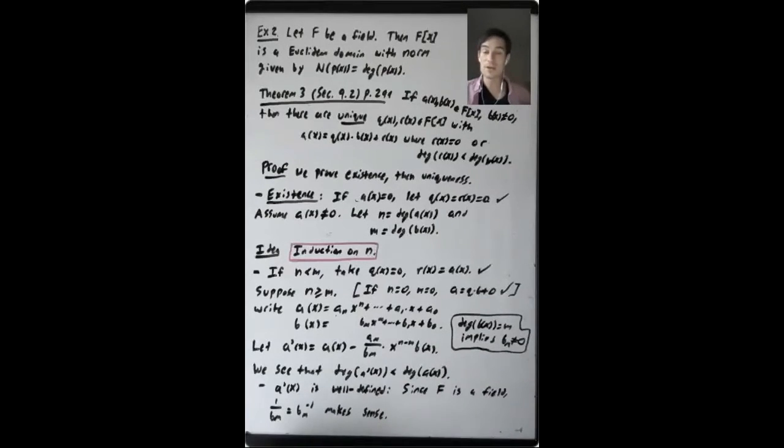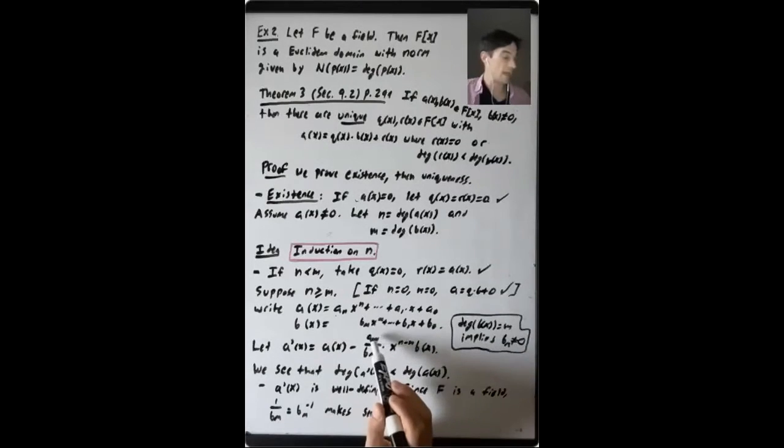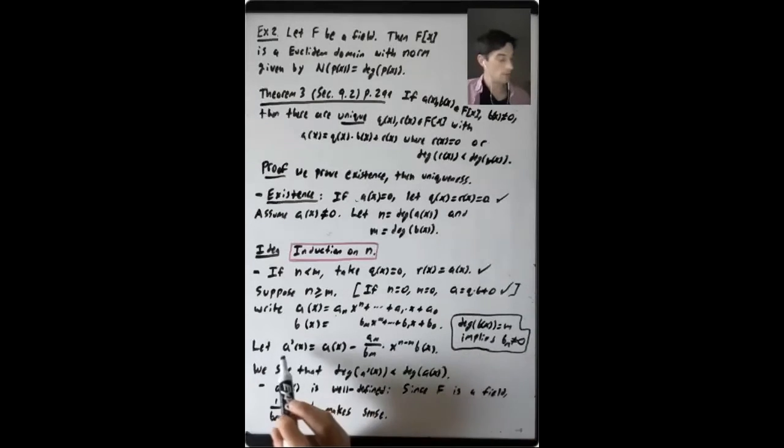And what we're going to do is define a polynomial A'(x), which will be A(x) minus a_m over b_m, or if you like, a_m times b_m inverse, times x^(n-m) times B(x). So let me just note, I want to be consistent with the notation in Dummit and Foote. This prime is not at all having anything to do with the derivative. It's just what they call this polynomial.